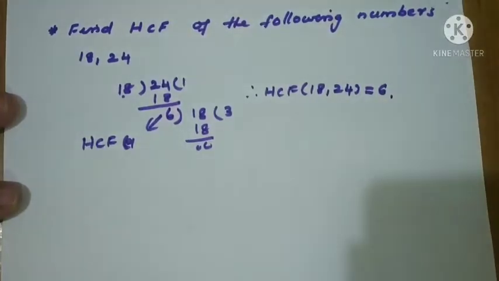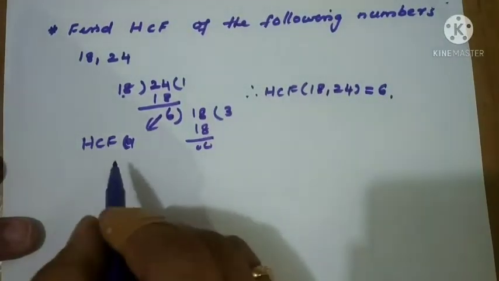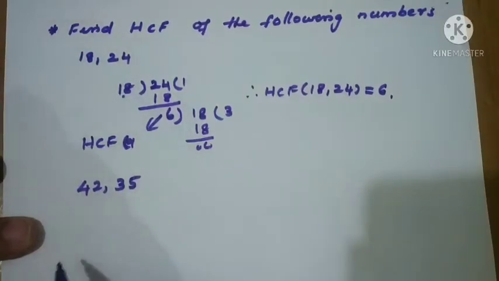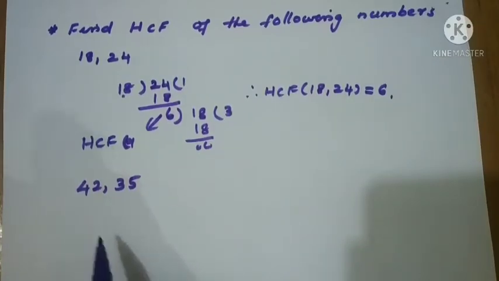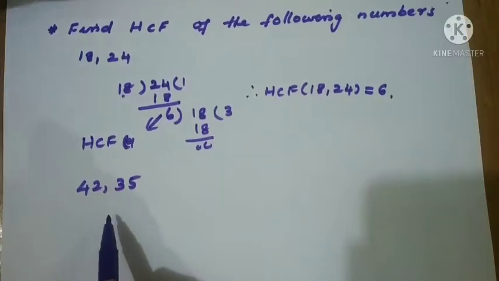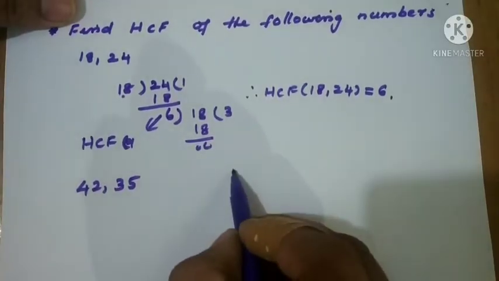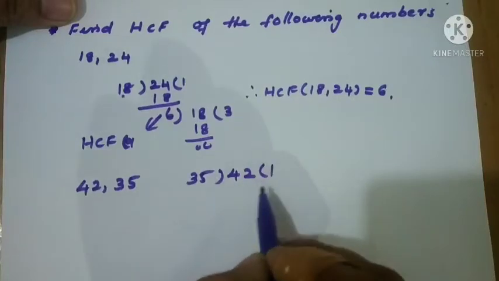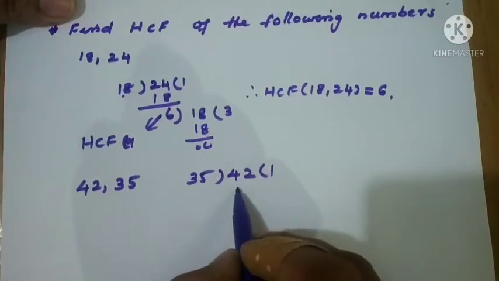Right? One more example. Let us go: 42 and 35. What will we do? We identify which is the greater number. See, we are applying the Euclid division algorithm only. Among these, 42 is the greater number. So we write 42 divided by 35. It can go only one time.